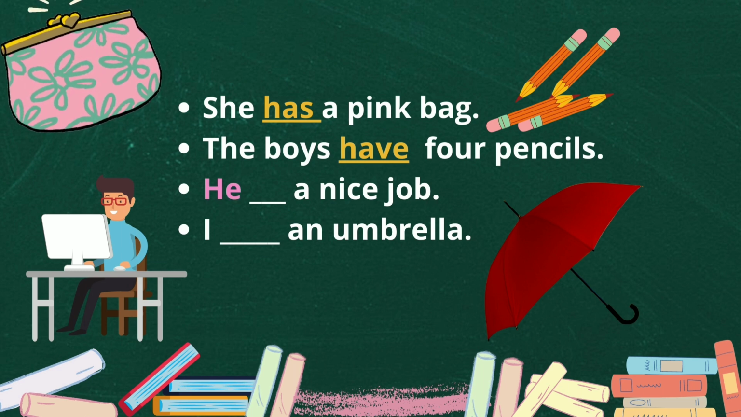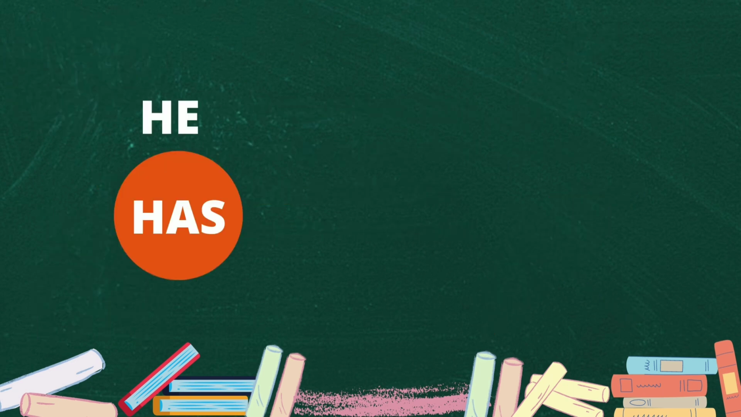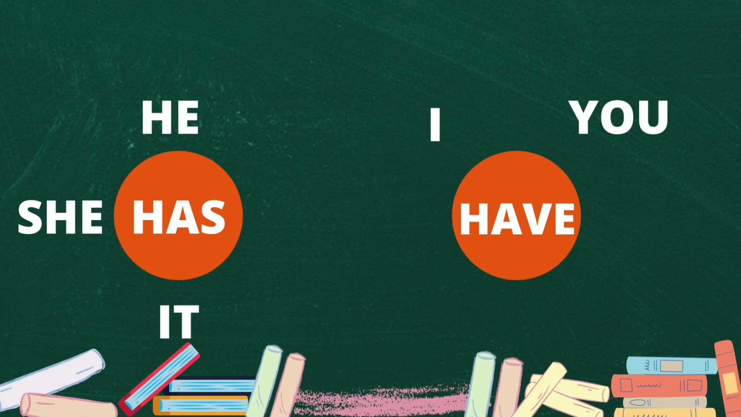He dash a nice job. He has a nice job. I dash an umbrella. I have an umbrella. Have a look one more time. He has, she has, it has. I have, you have, we have, they have. This much you have understood.